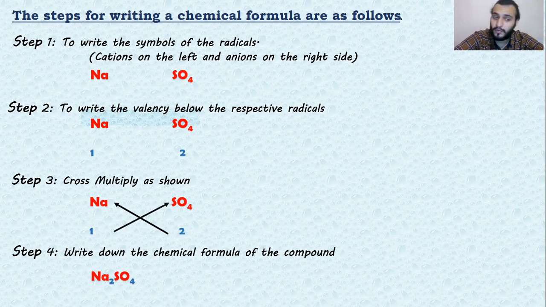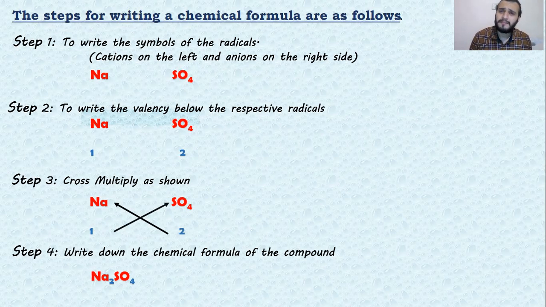The cation over here is Na, that is sodium. The anion over here is SO4, that is sulfate. So its name will be sodium sulfate, as simple as that. So what we discussed, while writing chemical formulas, what we require is the symbols of the cations and anions, or we can say symbols of radicals, and their valency.